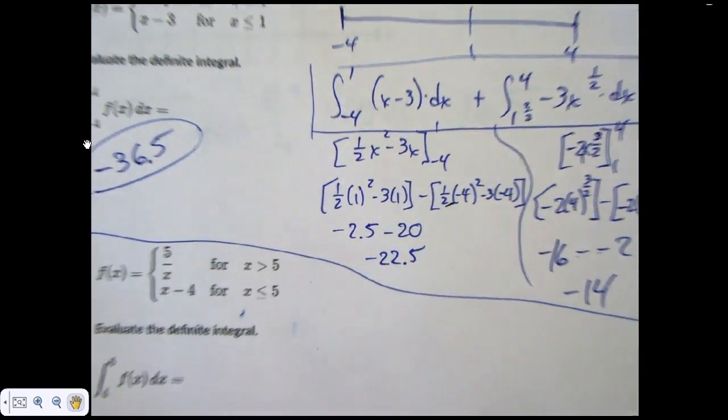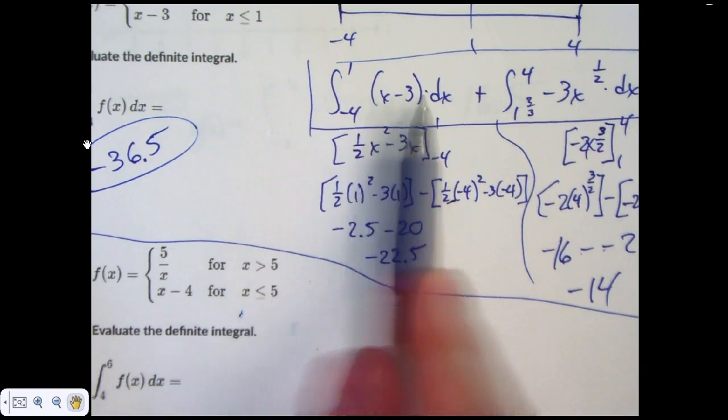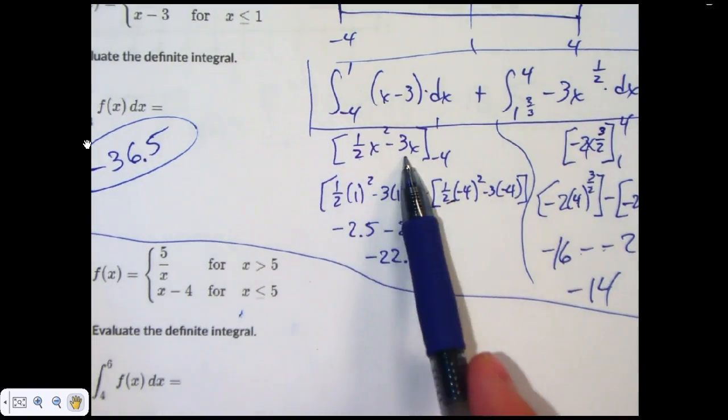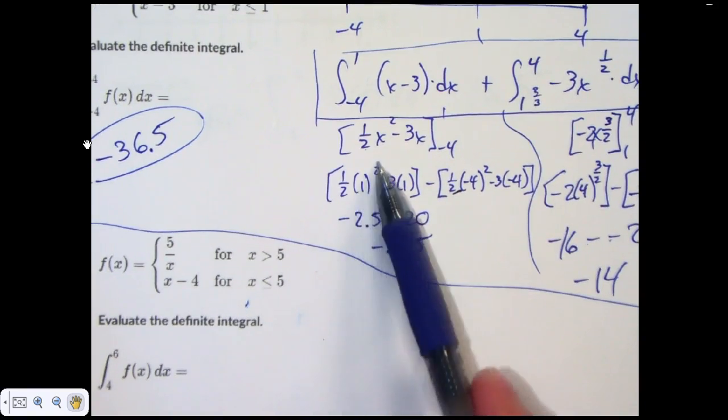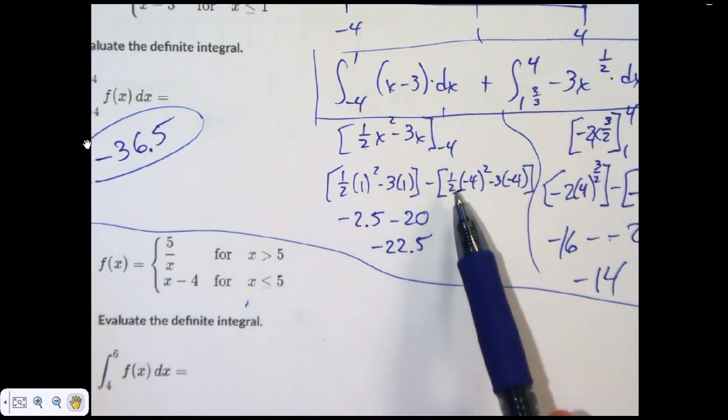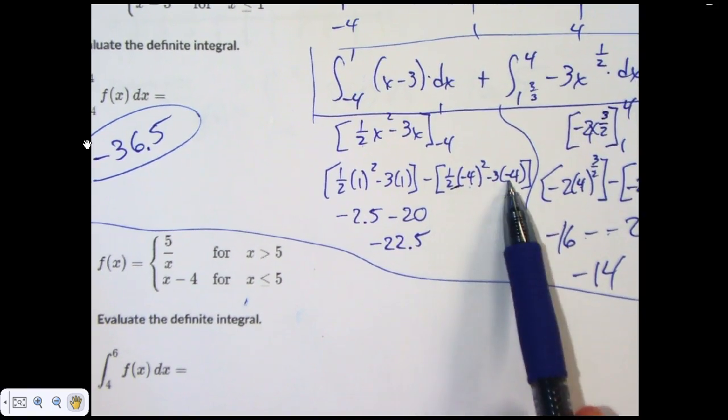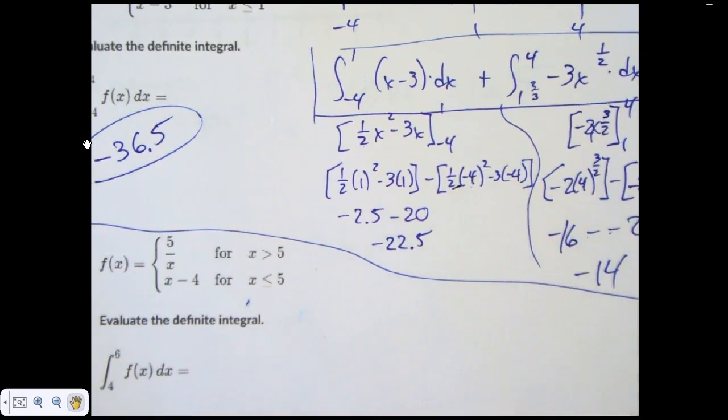Just distributing and everything. This part here. Yeah. So as you integrate, you get the same thing I got when you integrated. Yeah. 1 to negative 4. So then 1/2 times 1 squared minus 3 times 1. 1/2 times negative 4 squared minus 3 times negative 4. And then, so this is 1/2, right? Yeah. Minus 3, so negative 2.5. Negative 4 squared is 16. Half of that is 8. This would be plus 12. So 8 plus 12 is 20. Combine those.